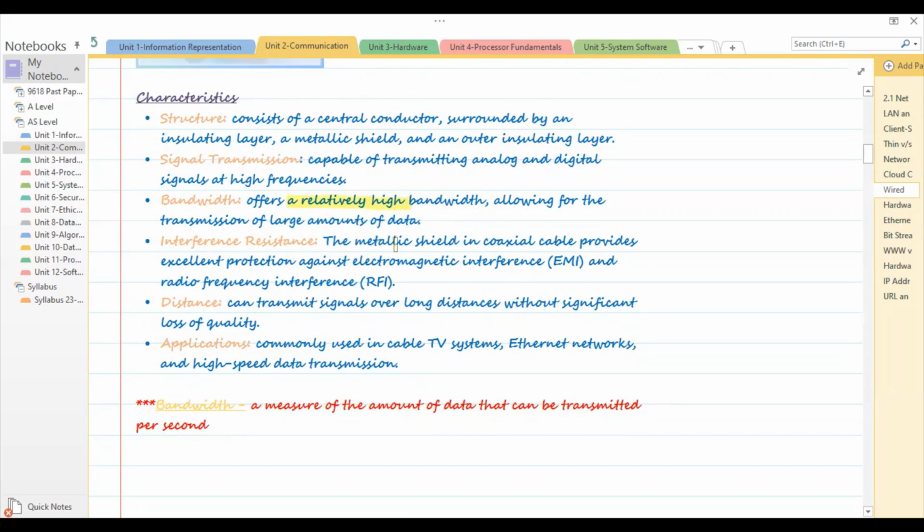Interference resistance: the metallic shield in coaxial cable provides excellent protection against electromagnetic interference and radio frequency interference, EMI and RFI, right? Distance: it can transmit signals over long distances without significant loss of quality. However, after some time, repeaters are required to amplify the signal. Applications: commonly used in cable TV systems, Ethernet networks, and high-speed data transmission. These are application areas.